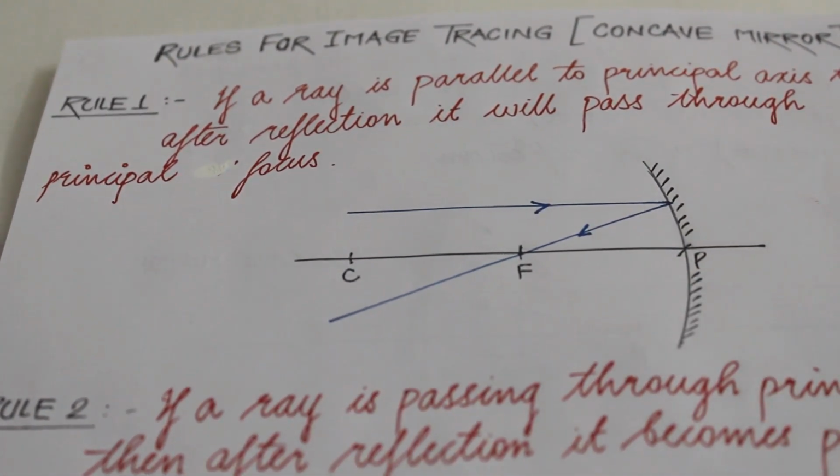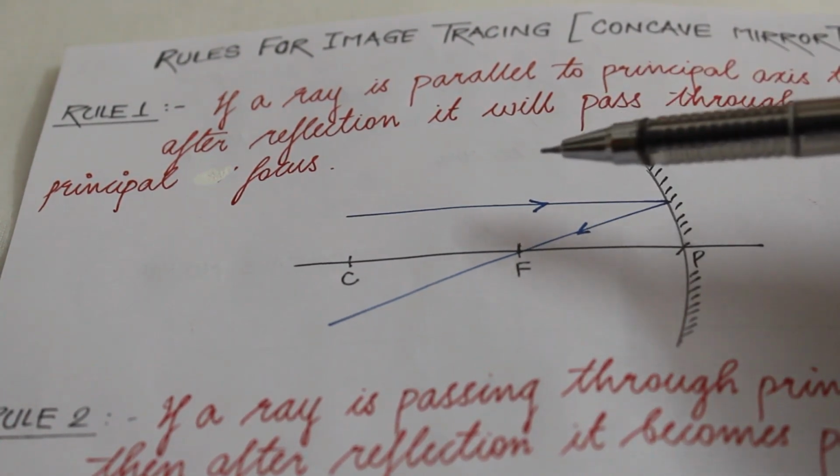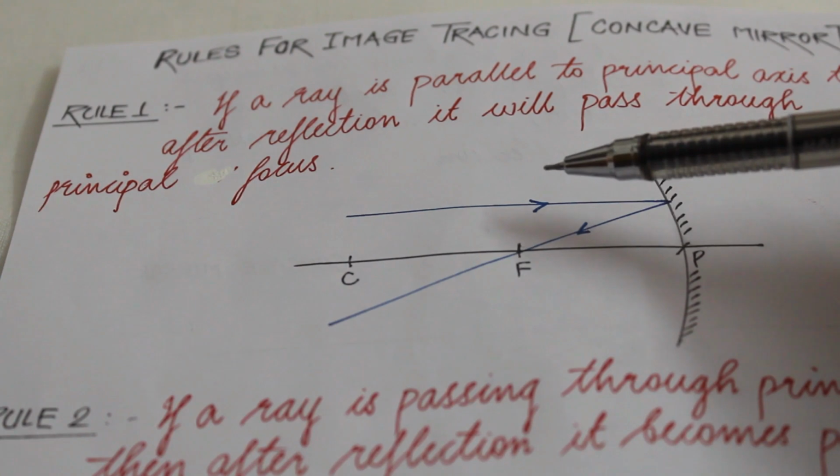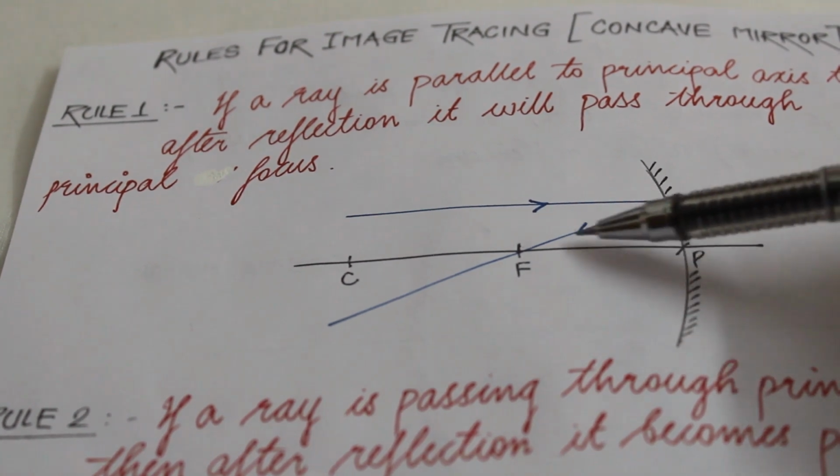One thing you must remember is, while drawing a ray diagram, you must always show the arrows to distinguish between the incident ray and the reflected rays. The arrow towards the mirror shows the incident ray and the arrow away from the mirror shows the reflected ray.